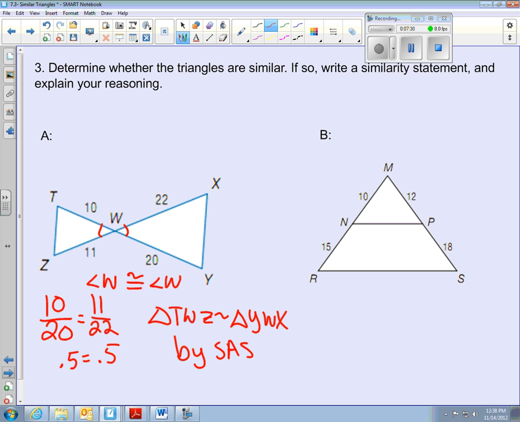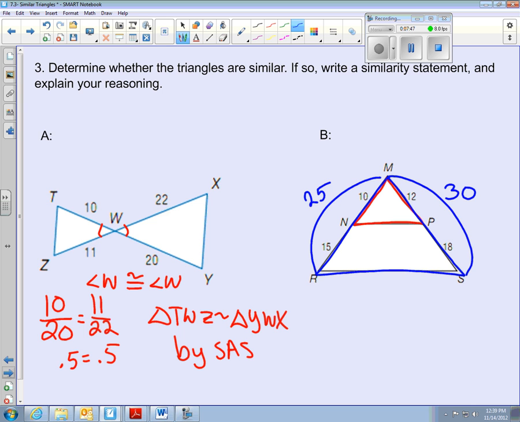I want you guys to try B out on your own. You're going to be using this small triangle here, and then you're going to be using the large triangle, and you're going to be comparing those. Here we know that this entire side is 25, and this entire side here is going to be 30. You're going to compare that to those sides in there. And you do know that the included angle is congruent because it is within both of them. So go ahead and try out B for tomorrow.